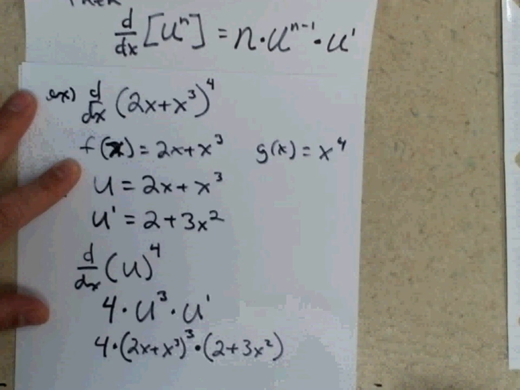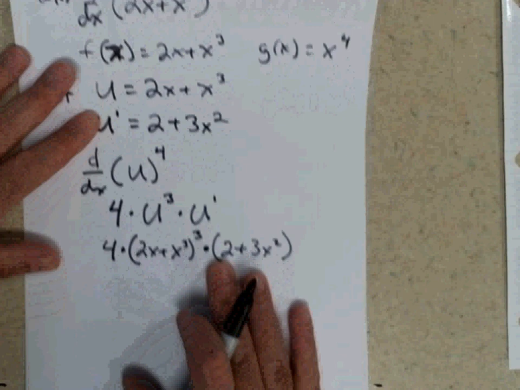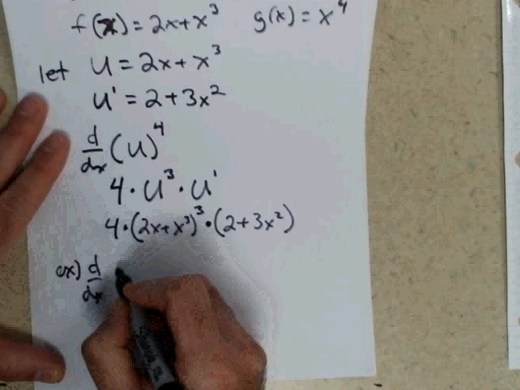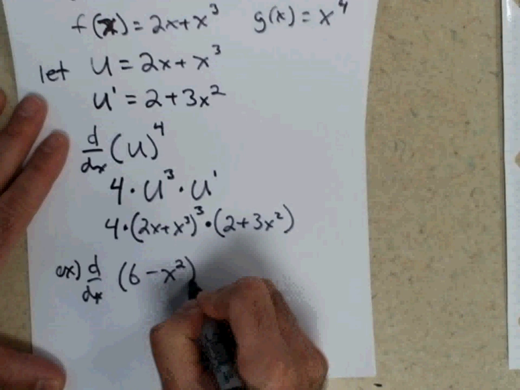Right. We'll do a few more. So let's just try another one here. I'm asking you to take the derivative with respect to x of 6 minus x squared, raised to the 7th power.